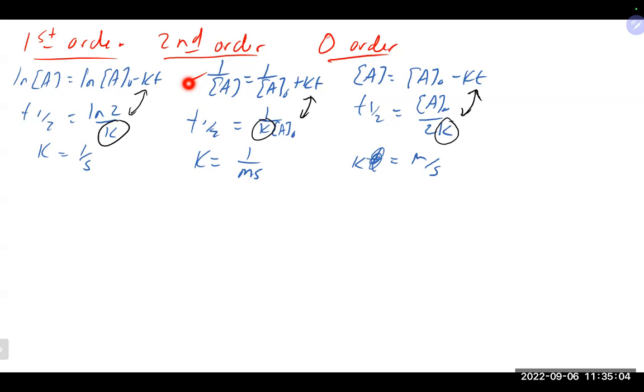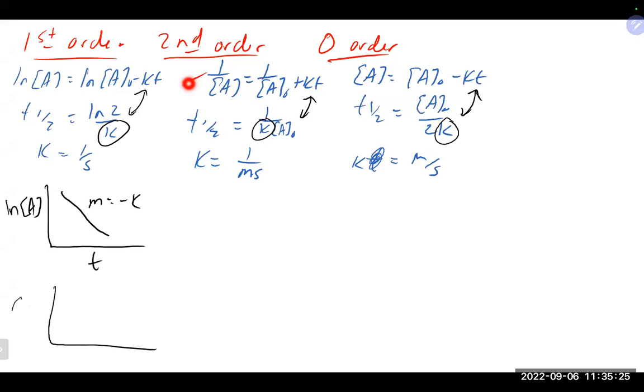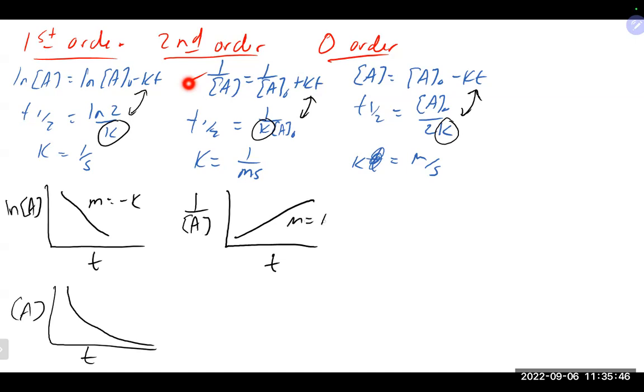Now, there are also some important graphs that go along with these orders. For first order, typically what we look at is the natural log of A versus time. Should yield you a straight line, where the slope of that line is equal to minus the rate constant. You could also see for first order concentration versus time. It will not give you a linear line, but will give you more of a decreasing line over time. For second order, we would graph 1 over the concentration versus time. It would give you a linear line in the positive direction, where the slope is equal to the rate constant.